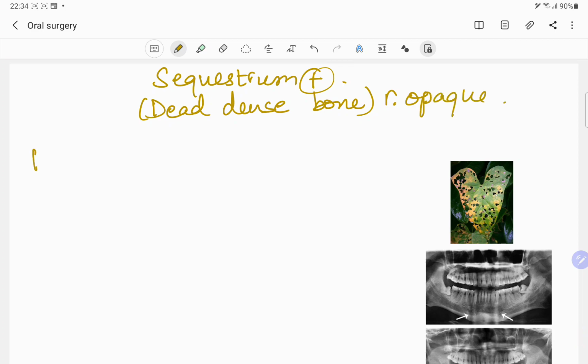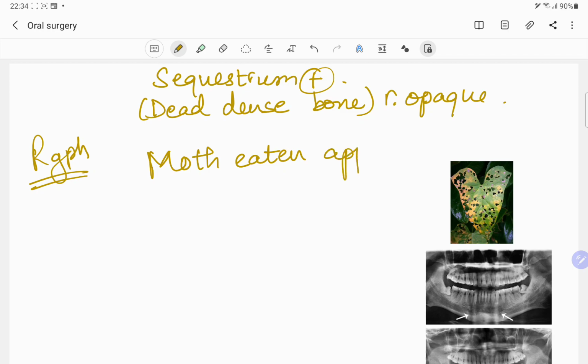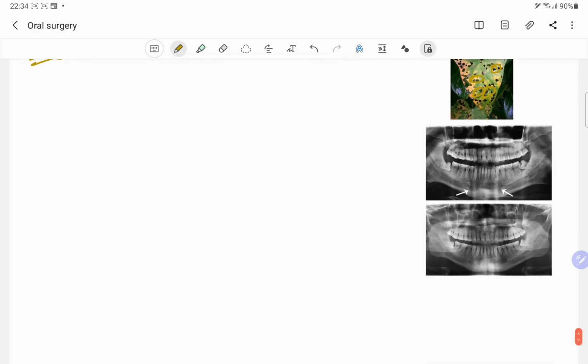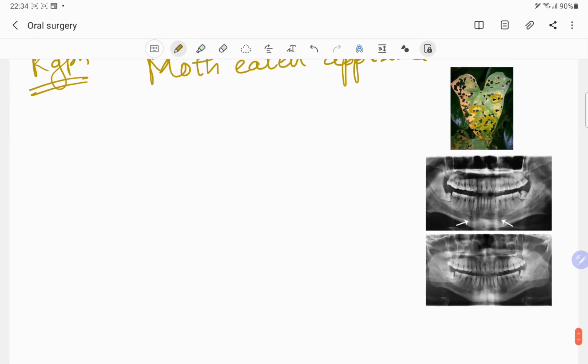In the radiograph, you will find the moth-eaten appearance. As you can see in this diagram of a picture of this leaf, the moth has eaten whole of the leaf. So there are spots in between, some kind of irregular spots we see. So this is a moth-eaten appearance, right?